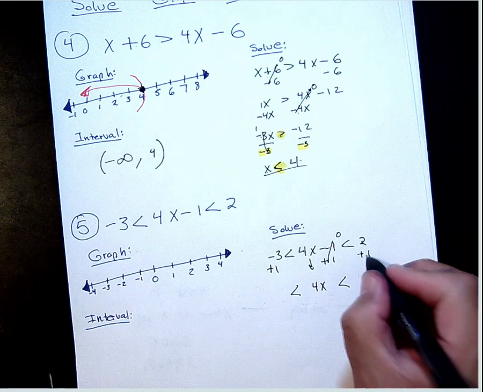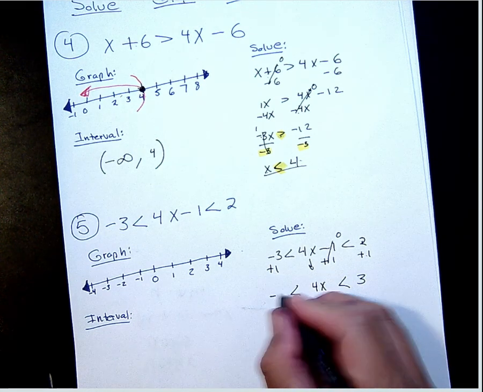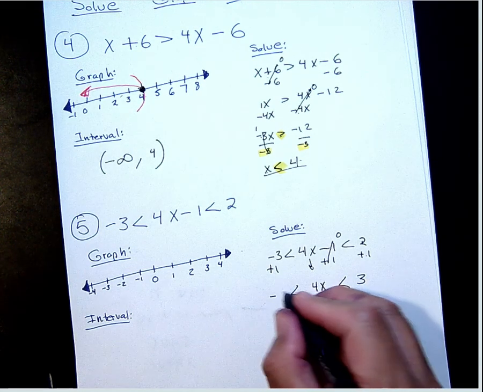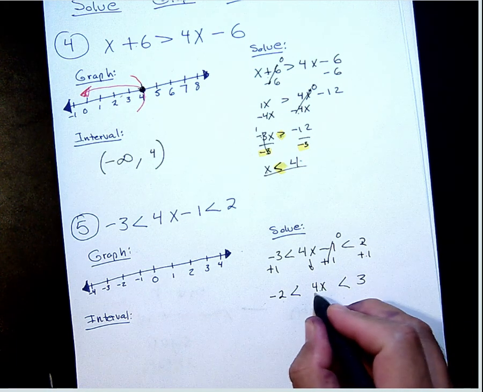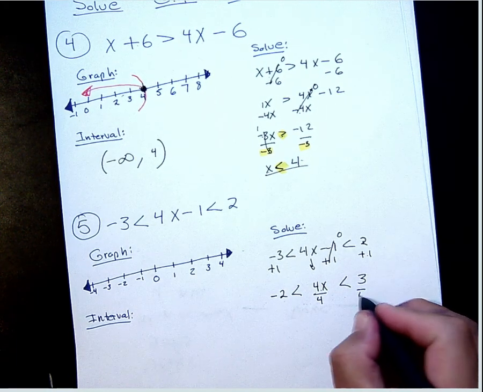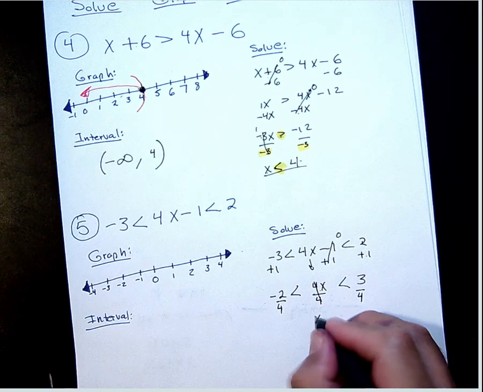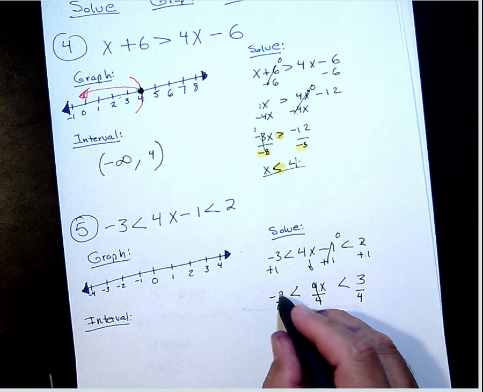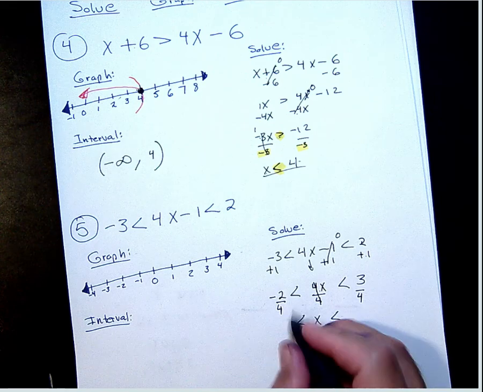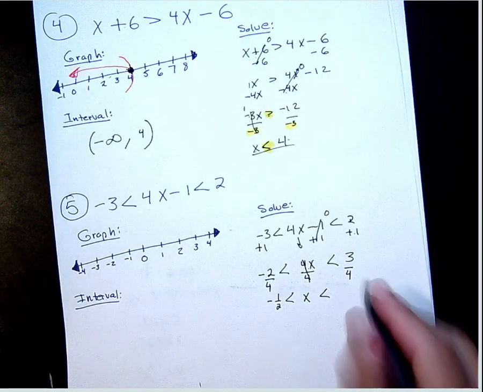So 2 plus 1 would be 3. Negative 3 plus 2 would be negative 2. And then you divide by that 4. We need to get rid of that 4 also. Cancels, bring down the x. The sign stays the same because that's positive. So that would become negative 1/2 if you reduce that. And that one stays the same.